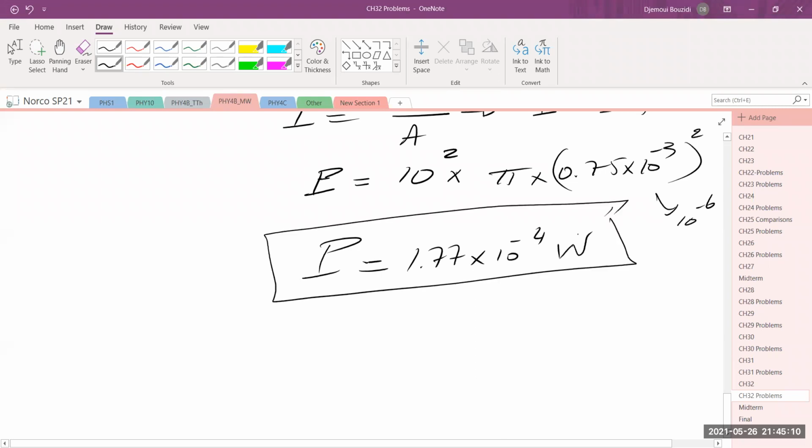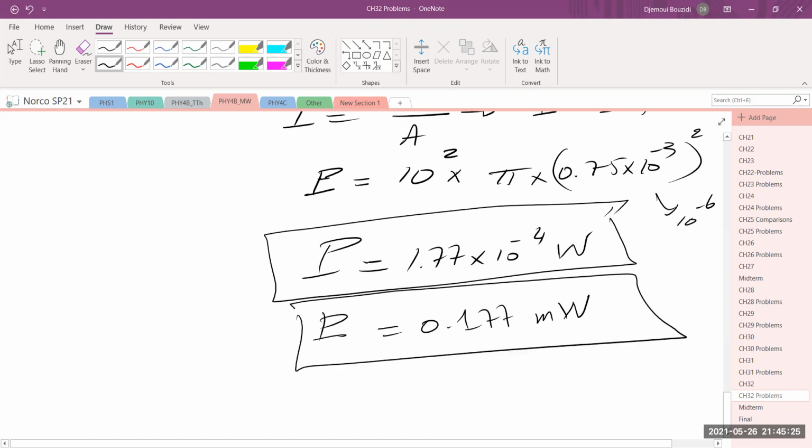That doesn't sound like much, does it? So if a laser beam has more than this power, you are in trouble. 0.177 milliwatts. It's a big limit in here. So if you're using a laser beam that has a little more than this power, it could be damaging to the retina, to the eye.